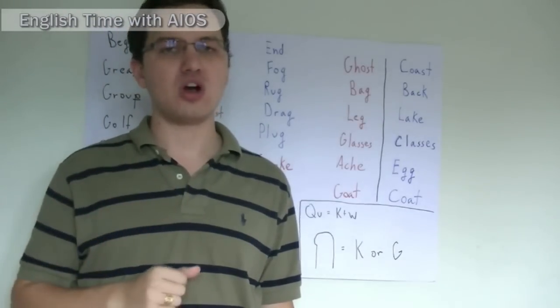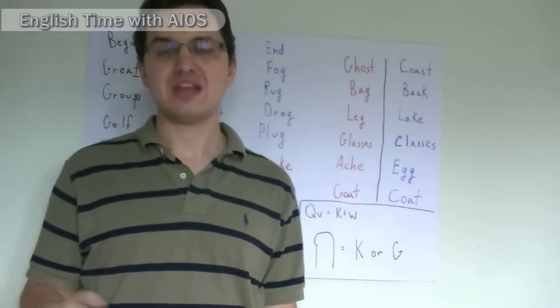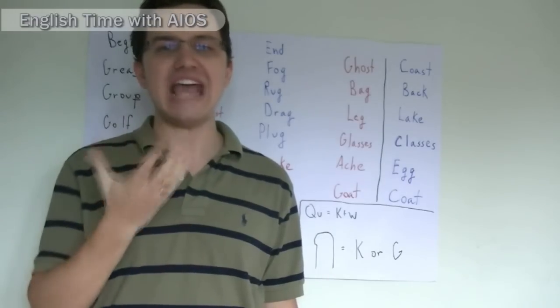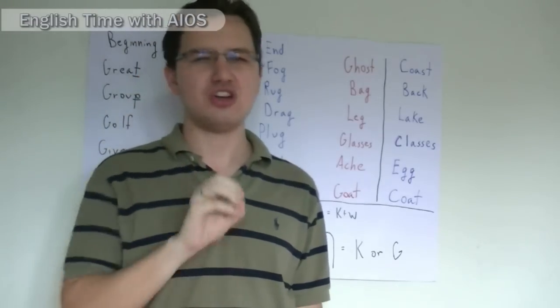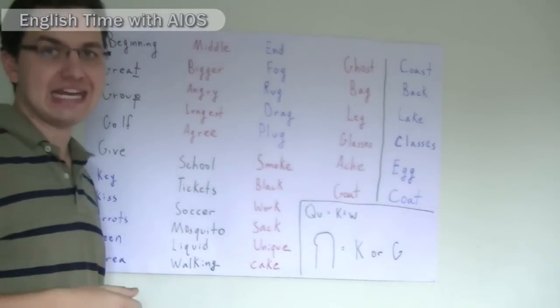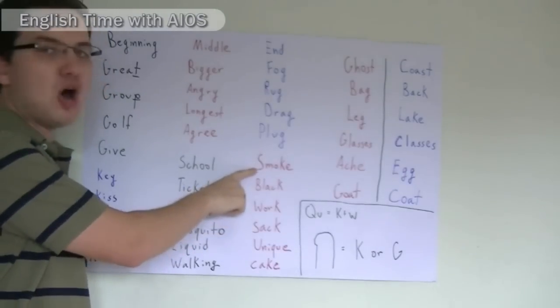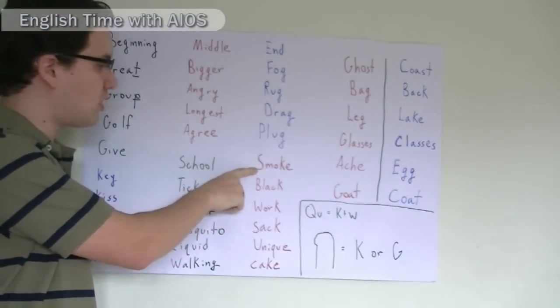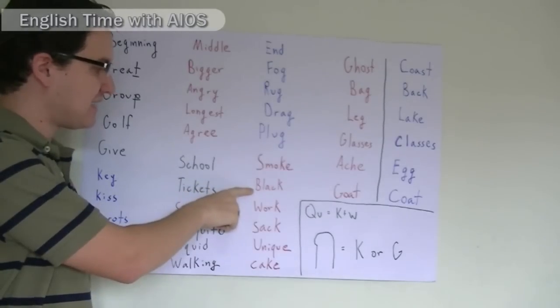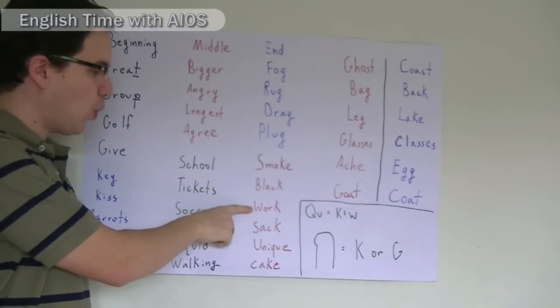at the end of a word, it makes a K sound, like mak mak. It's a K, just the air. There's no sound. There's no voice. So make sure you practice this again and again. Let's try the K. Smoke, smoke. Black, black. Work, work.